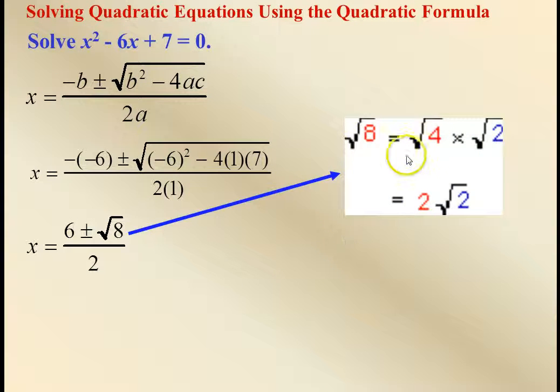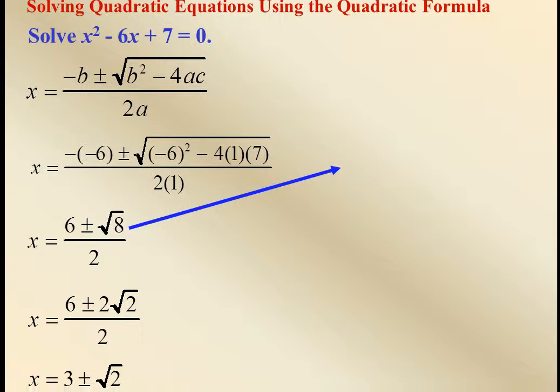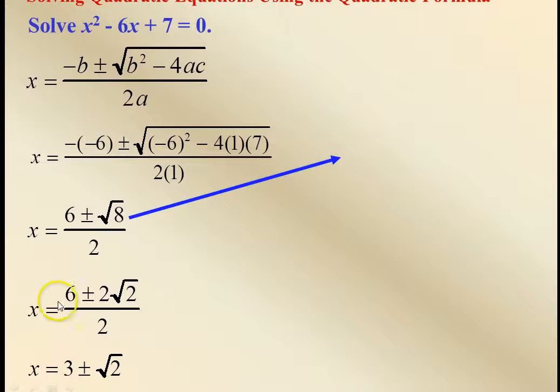We know the square root of 8 is the same as root 4 times root 2. 4 is a perfect square root, 2 is not. So I can simplify radical 8 as 2 radical 2. So we should do that in our solution. X equals 6 plus or minus 2 radical 2 all over 2. And now we should be able to simplify.